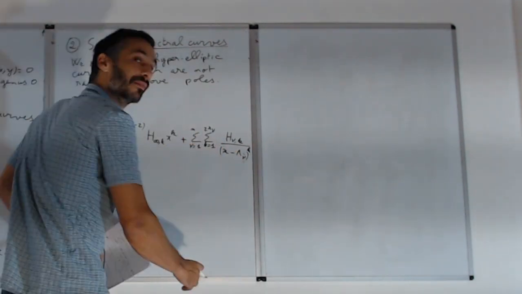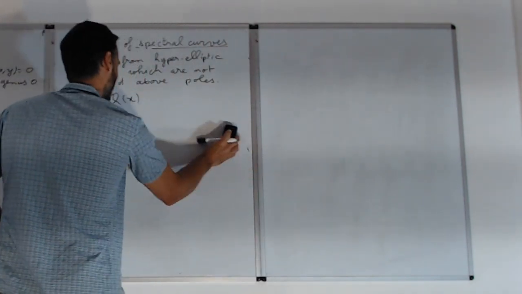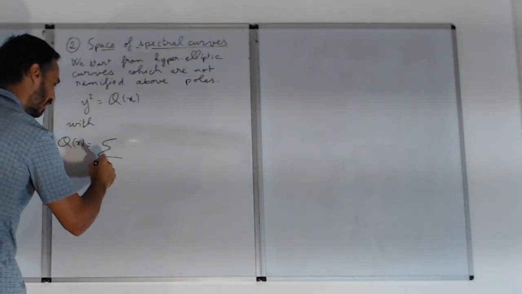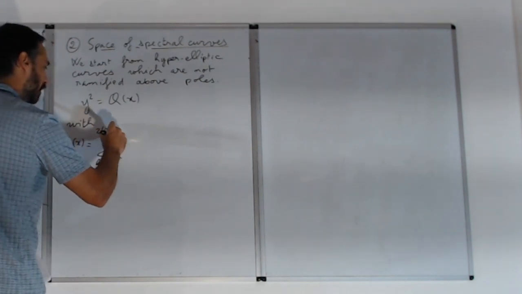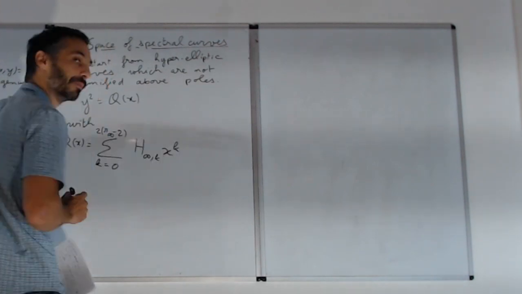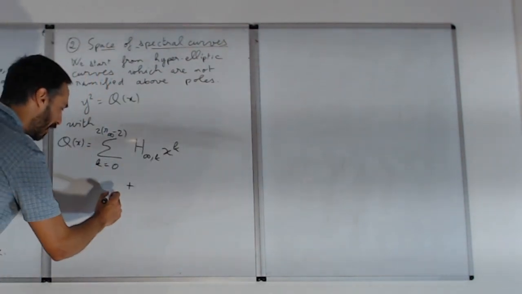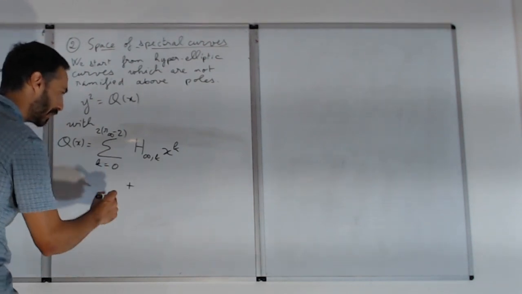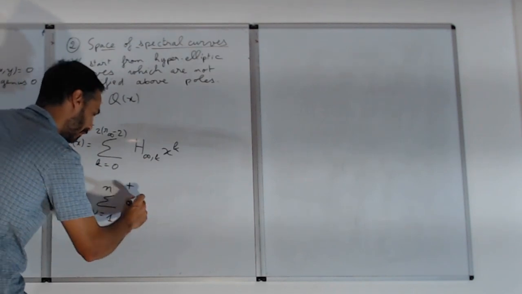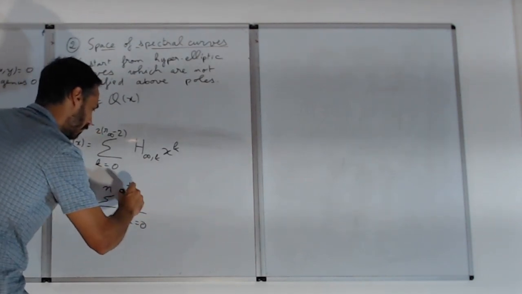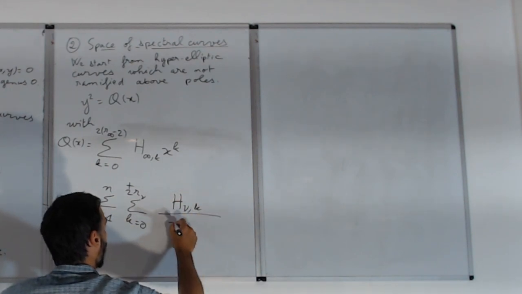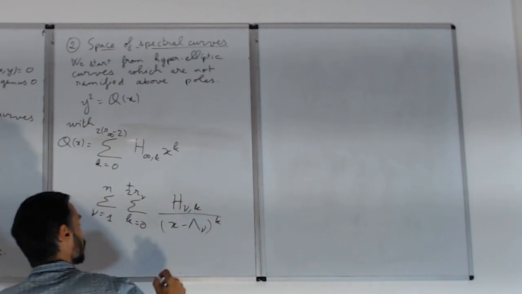Okay. So k goes from 0 to 2 times r infinity minus 2. I call h infinity k the coefficient of x to the power k, plus, and I allow poles at finite points, nu from 1 to n, of degree up to 2 times r nu, and I call h nu k the coefficient of x minus lambda nu to the power k. Is it better?